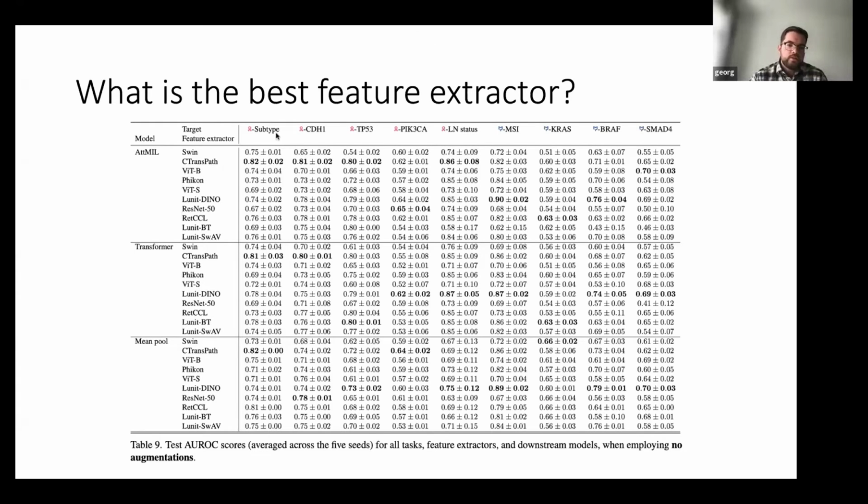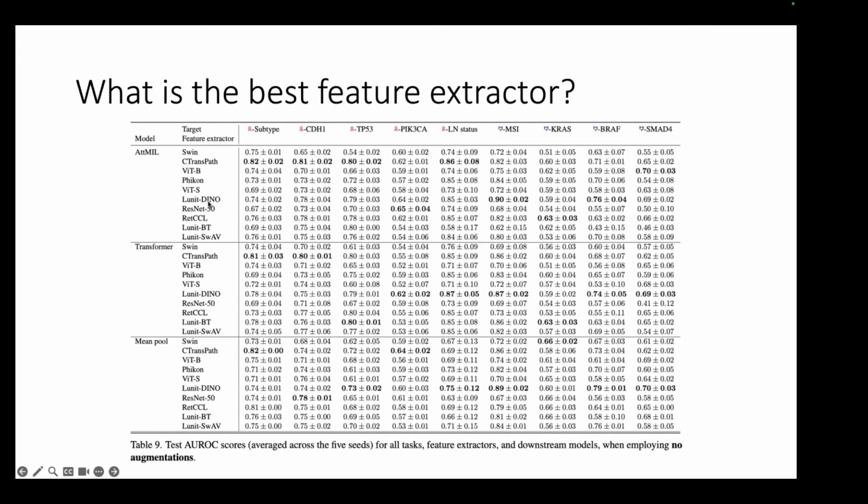Yeah, okay, for here, I'm just trying to compare, if you select just one model, which feature extractor is best. It's the same thing there. So if you want to test that hypothesis, then for attention MIL, you get the C-trans path. Let's say it gives you 0.82 plus minus 0.02, and then you get the vision transformer B, which gives you 0.74. Is 0.82 significantly better than 0.74? You can do a statistical test for that.